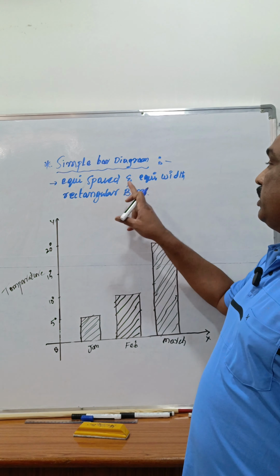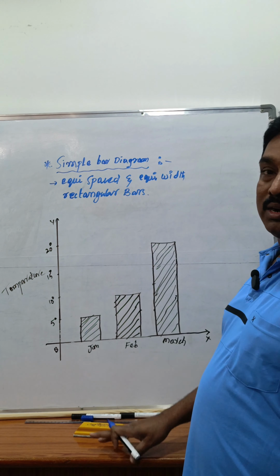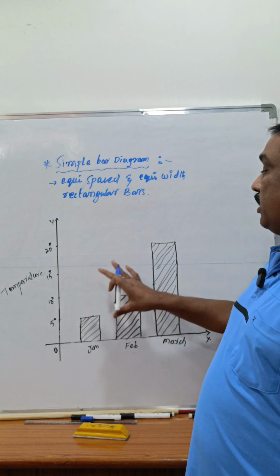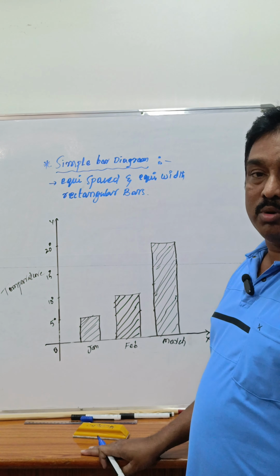Simple bar diagram means equi-spaced and equi-width rectangular bars for different months. That is called a simple bar diagram.